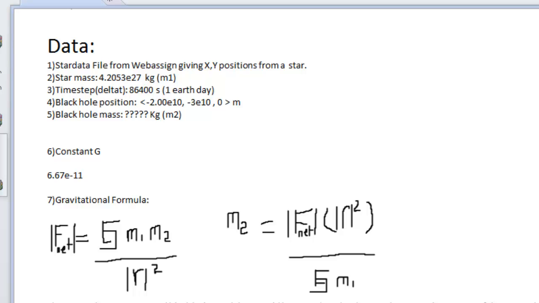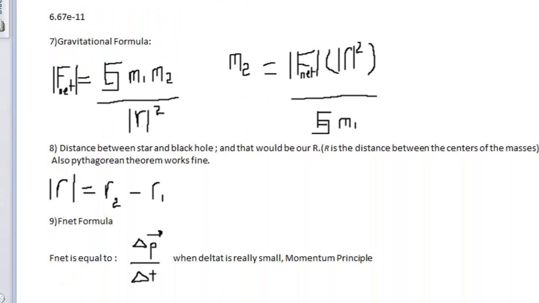I got my constant G, 6.67 E minus 11, and the gravitational formula is given in the next way. F net is equal to constant G times mass 1 times mass 2 over distance squared. If we clear to mass 2, we get F net times distance squared over constant G times m1. Distance between a star and a black hole, and that will be our r. R is the distance between the centers of the masses.